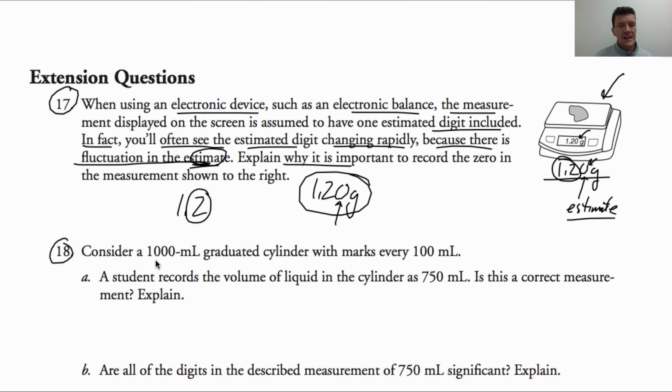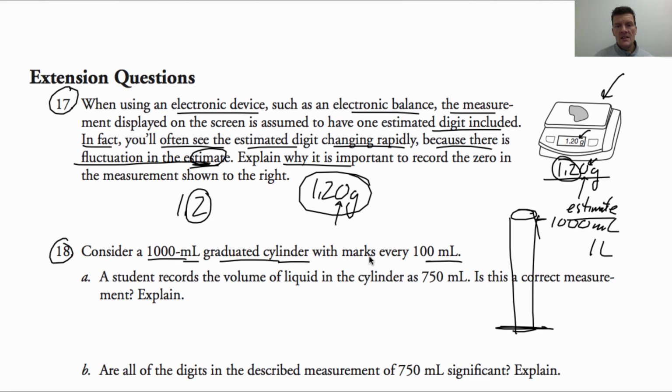Number 18, consider a 1,000 milliliter graduated cylinder with marks every 100 milliliters. So it's basically a tube like this. That's your graduated cylinder. All the way to the top, it fills up and will hold 1,000 milliliters. That is 1 liter, by the way. And it has marks every 100: 100, 200, 300, 400, 500, 600, 700, 800, 900, and 1,000. A student records the volume of liquid in the cylinder as 750 milliliters. Is that okay? Can he use that?